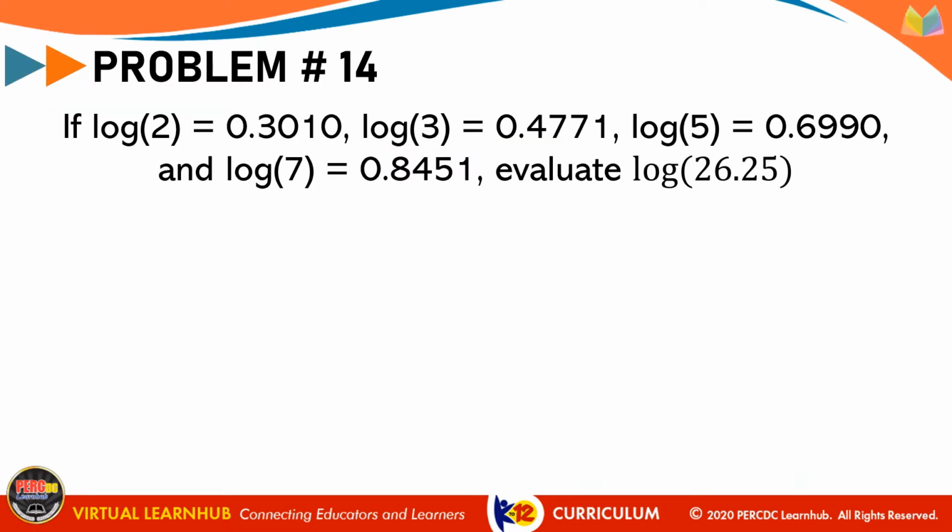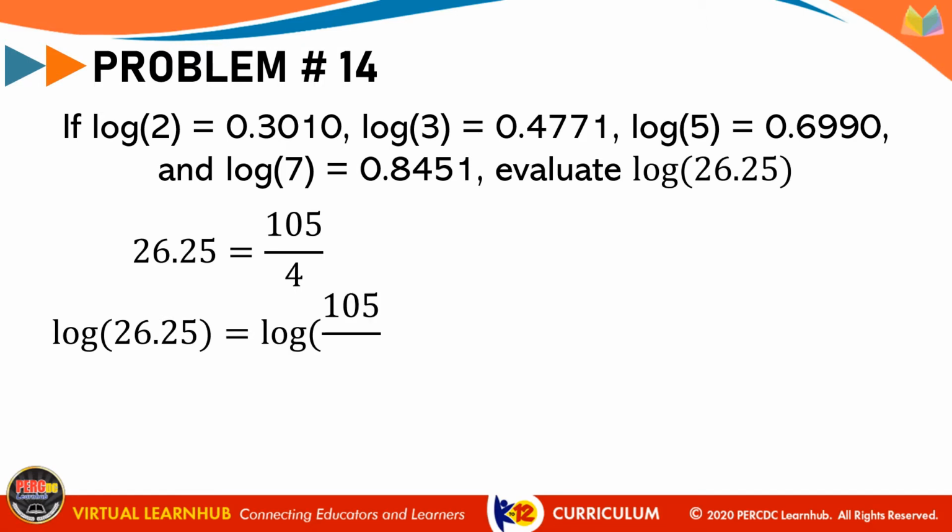Now let's try something harder. Problem number 14. If log of 2 equals 0.3010, log of 3 equals 0.4771, log of 5 equals 0.6990, and log of 7 equals 0.8451, evaluate log of 26.25. 26.25 in fraction form can be expressed as 105/4. Therefore, log of 26.25 equals log of 105/4.